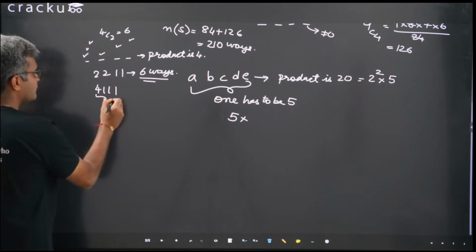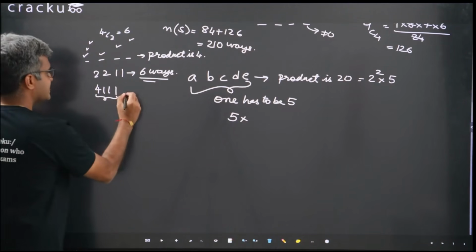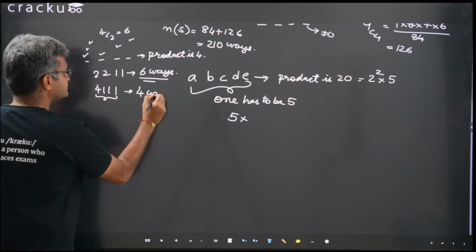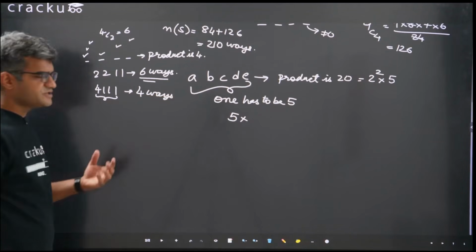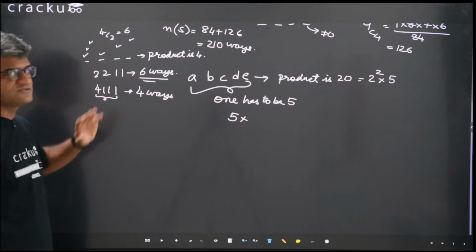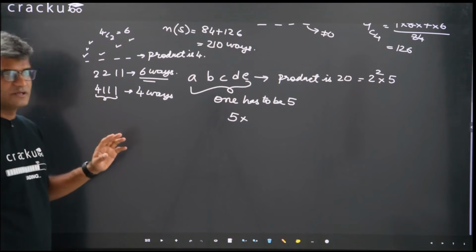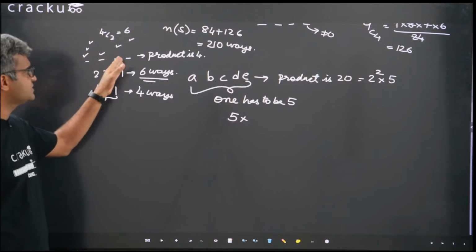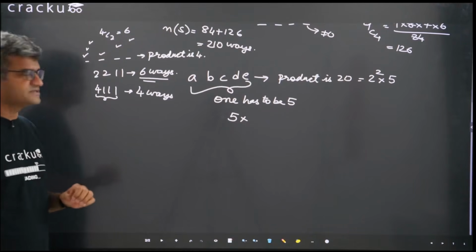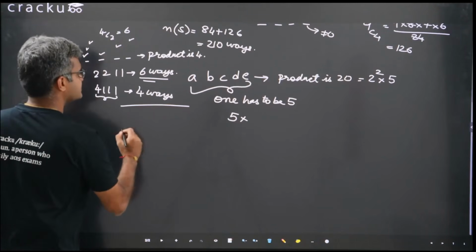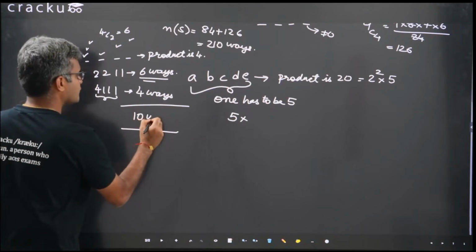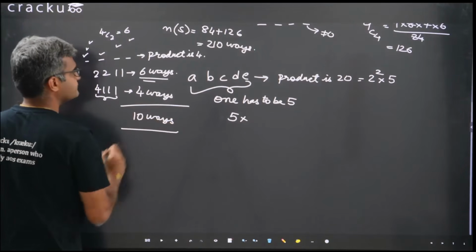Or we can have one 4 and 3 ones. This can be selected in 4 ways, because the only choice we have to make is which of the 4 digits is equal to 4. That can be either the first one or the second one or the third one or the fourth one. That can be selected in 4 ways. So the total number of ways in which the product is equal to 4 is 10 ways.